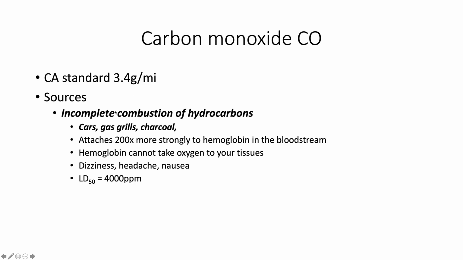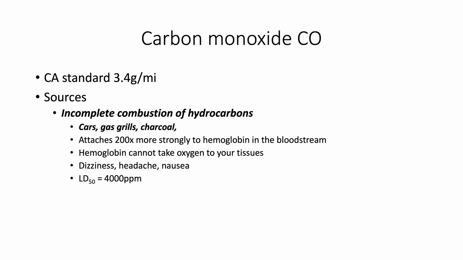This is out of tailpipes. The sources of carbon monoxide are incomplete combustion of hydrocarbons. So your cars, gas grills, charcoal, things like that. If your heater is not adjusted appropriately, you're supposed to have a carbon monoxide detector in your home. That's California law now. And what it does is it attaches to hemoglobin.